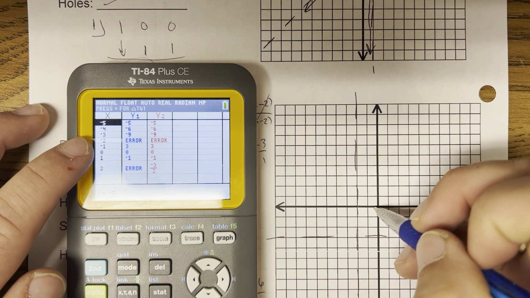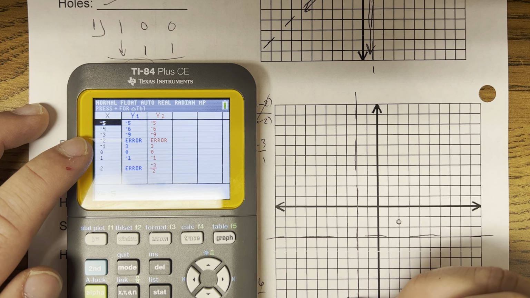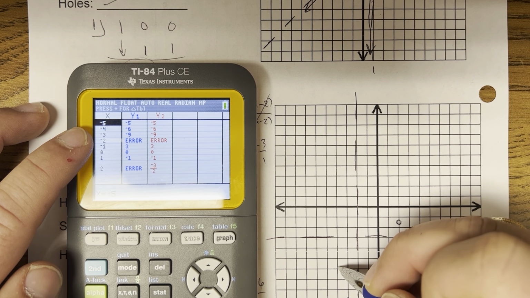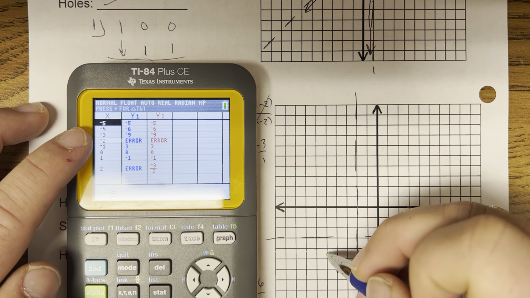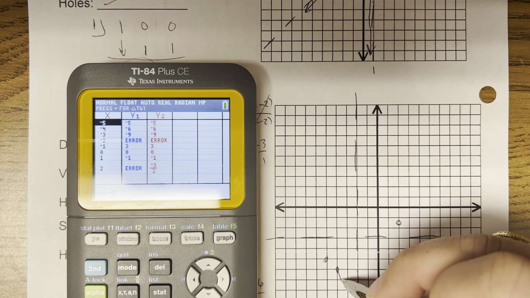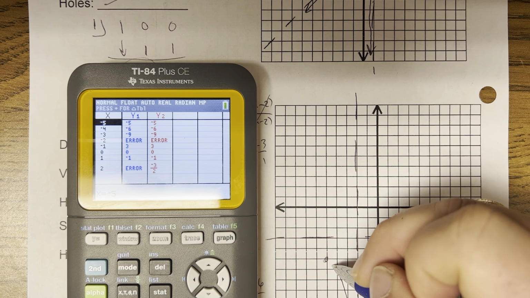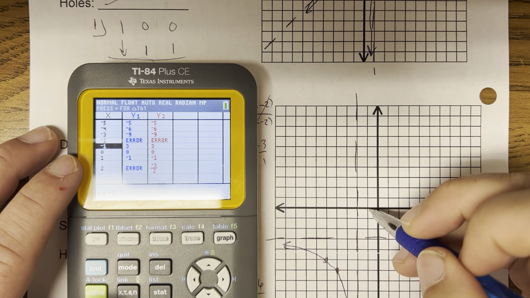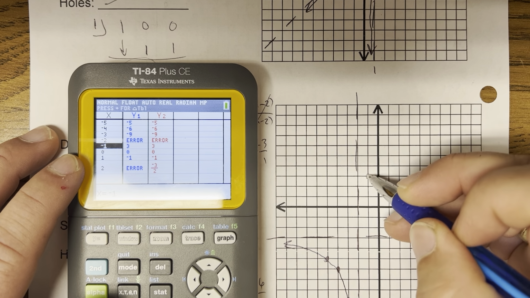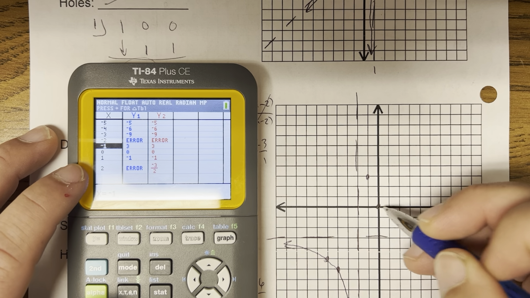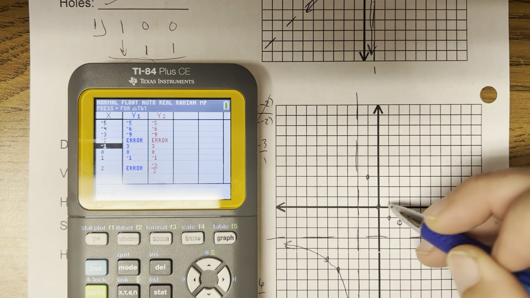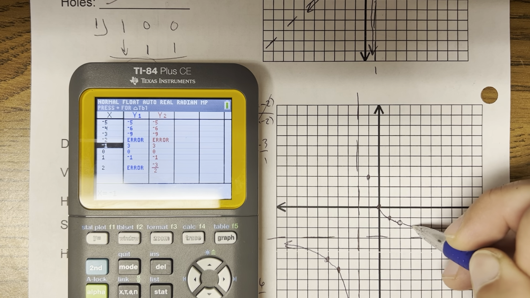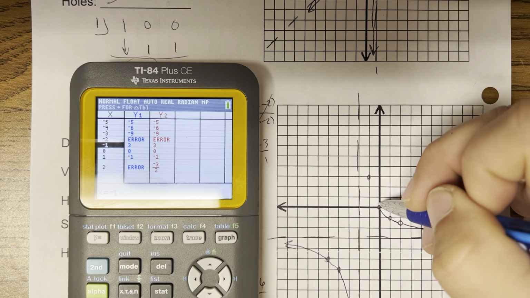And so we've got (-3, -9), (-4, -6), and (-5, -5). And then for the other side of my asymptote, I've got (-1, 3), (0, 0), and (1, -1). And then we're going to touch, we're not going to go all the way through the hole. We're going to touch the hole and then go out on the other side. There's that hole in the graph right there.